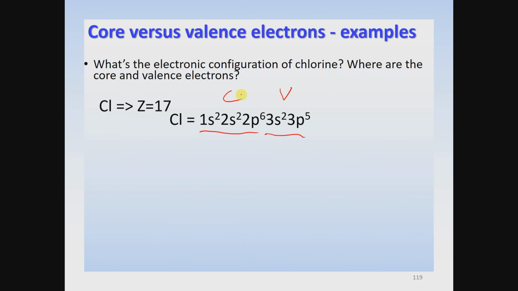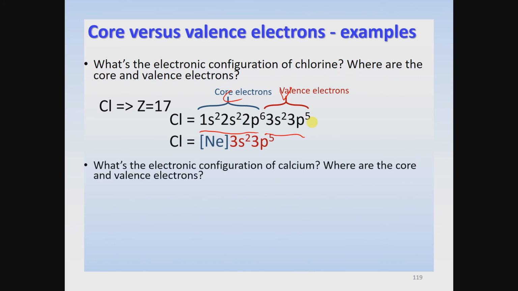So how many total valence electrons does chlorine have? Any electron in the third energy level counts: there are 2 in the s sublevel and 5 in the p sublevel. So chlorine has a total of 7 valence electrons, and I think I've indicated that there. This is another representation for the configuration of chlorine, which we'll go over, but these are the valence electrons, and there are 7 of them.